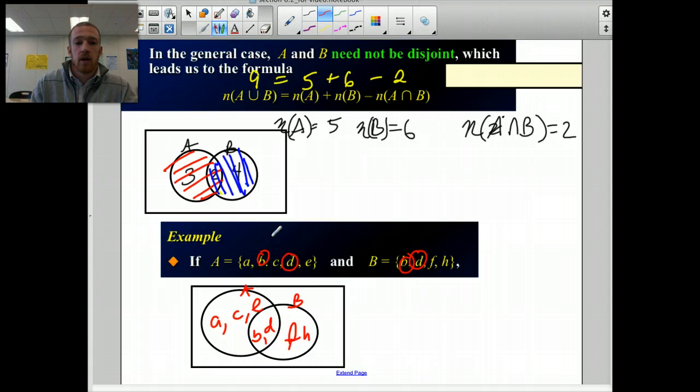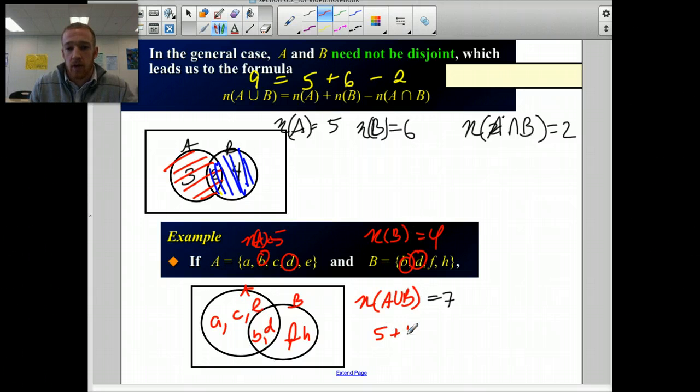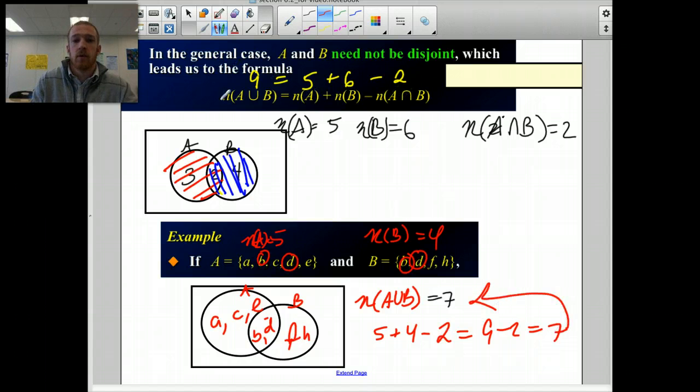Now if we look at the number of things in the union, that's one, the other, or both, that's going to be 1, 2, 3, 4, 5, 6, 7. So that's 7. The number of things in A is clearly 5, and the number of things in B is clearly 4. So we have 5 plus 4, but there's 2 in the overlap, there's 2 in the intersection. So we have to subtract 2, and that gives us 9 minus 2 equals 7, which is the same. So that proves our formula here. Alright, so that's one formula.